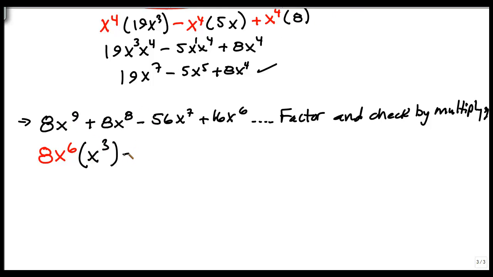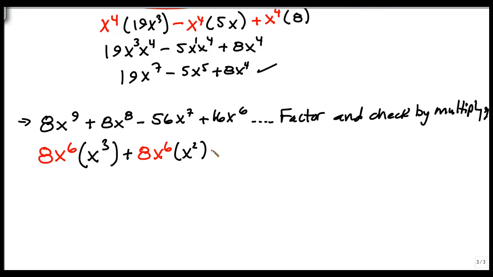Now for my next one, I decided I have an 8x to the 6th that I can factor out as well. So the question is, what's remaining? Well, I factored out the 8 already. I factored out 6 of the x's, so that leaves me an x squared remaining. And then to check my work, when you multiply like bases, you add exponents. 6 plus 2 is 8.